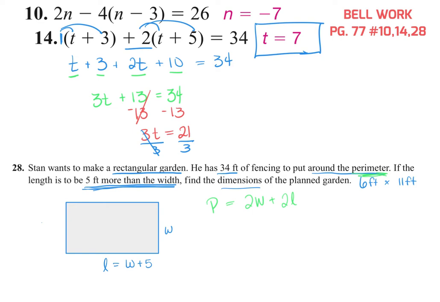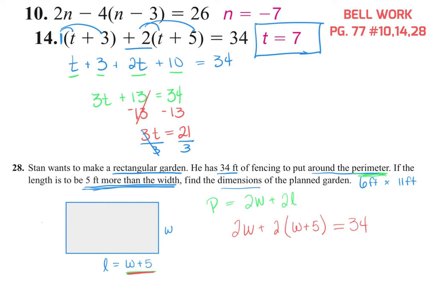All right. But we don't want to write the length like that. That doesn't help us. We have 2 different variables. We want to write it like this. So I'm going to say 2 times the width plus 2, and instead of length, I'm going to write this length, W plus 5. And that equals how much fencing he has. How much fencing does he have? 34. And now I have a problem I can solve.